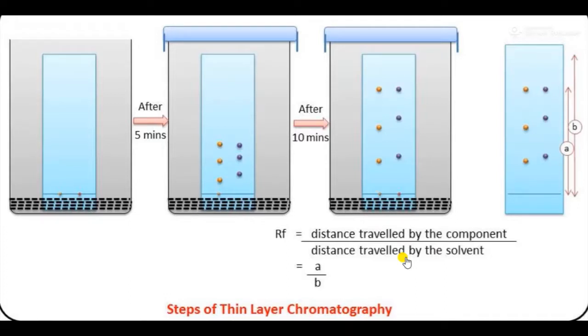So if you have two different samples, you will find one component has traveled so much distance. You measure that distance, and divide by the distance traveled by the solvent. For different ink samples, you calculate RF values for the different components observed, and you record them in your analysis.